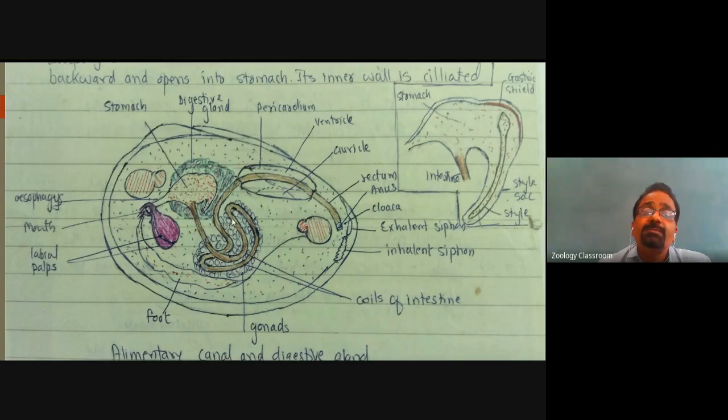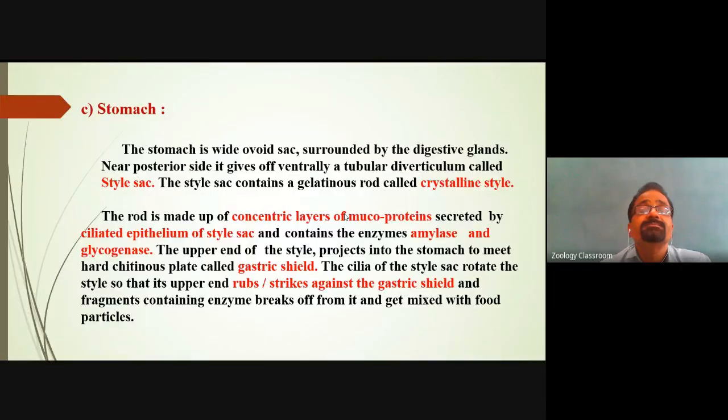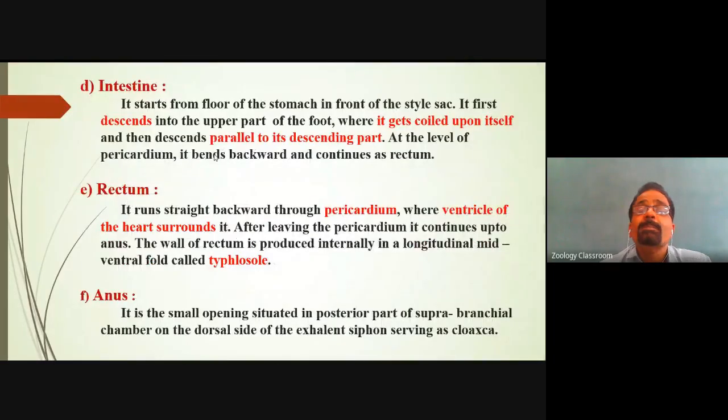But just keep in mind that the intestine descends down, coils here, and around this are the gonads, the reproductive structures. It is coiled here. Again, it runs upward and enters into the pericardium, and continues as a rectum. Now, the rectum runs straight backward through the pericardium, passing through it, where the ventricle of the heart surrounds it. After leaving the pericardium, it continues up to the anus.